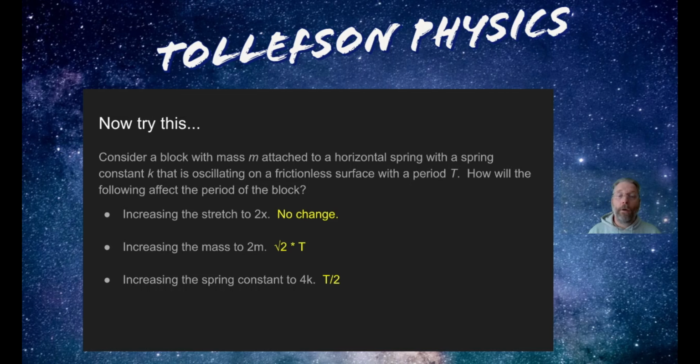All right, so when you look at the equation for period, there's nothing to do with the stretch. The stretch has no effect on the period, which seems counterintuitive, but it is in fact true. Now, when you increase the mass, it's under the square root, so you're going to increase the period by a factor of the square root of 2. When you increase the spring constant, it's on the bottom, take the square root, and so it becomes half of the period.